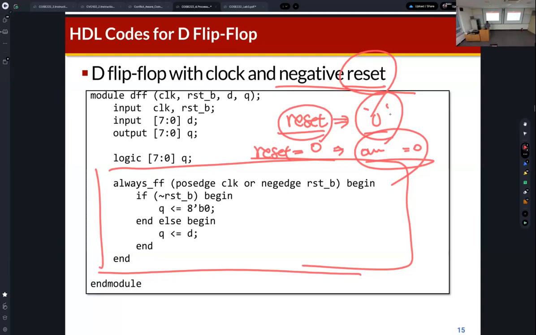In order to implement the negative reset, we need to add the negedge of the reset signal. Then if the reset signal is 0, as you can see, output becomes 0. Otherwise, if it is not reset, then the output is updated by the input signal at the rising edge of the clock.